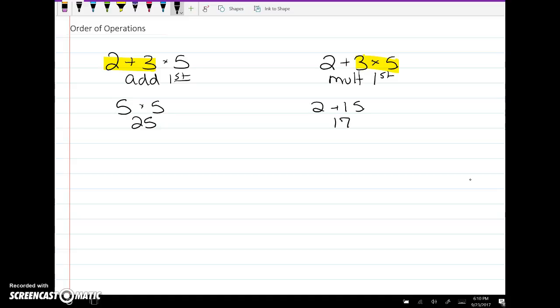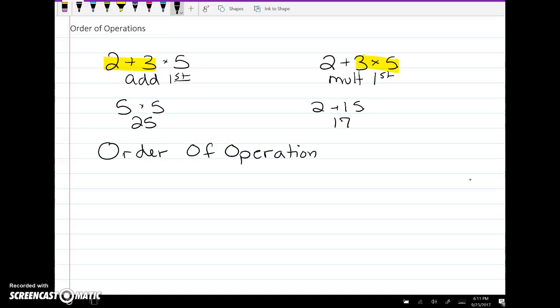Well, in order to not have so much confusion, someone much smarter a long time ago came up with what is called the order of operations. The order in which we do operations when there's more than one operation, as in the 2 cases here. We have addition and multiplication. So, the order in which we are to do these operations, we call the order of operations.